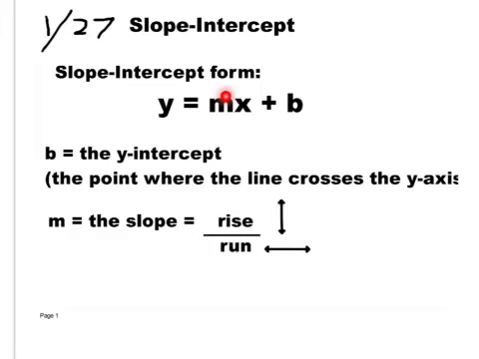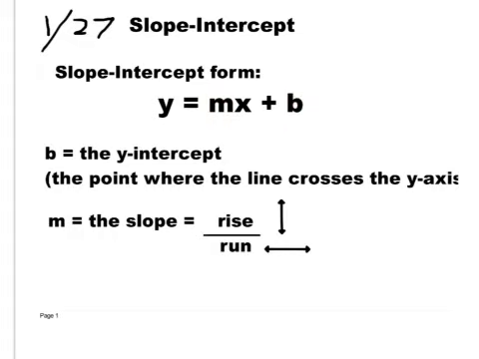B is your y-intercept. The number by itself is where it crosses the y-axis. The number in front of m is our slope, which we know is rise over run. We know how to calculate slope. So the number right in front of m is our slope. The number by itself is our y-intercept.